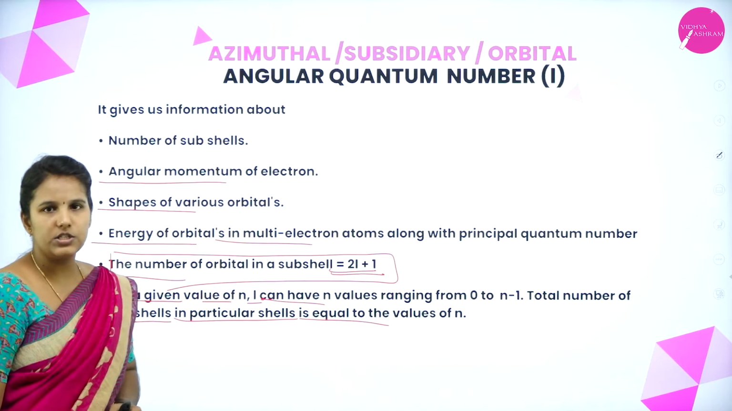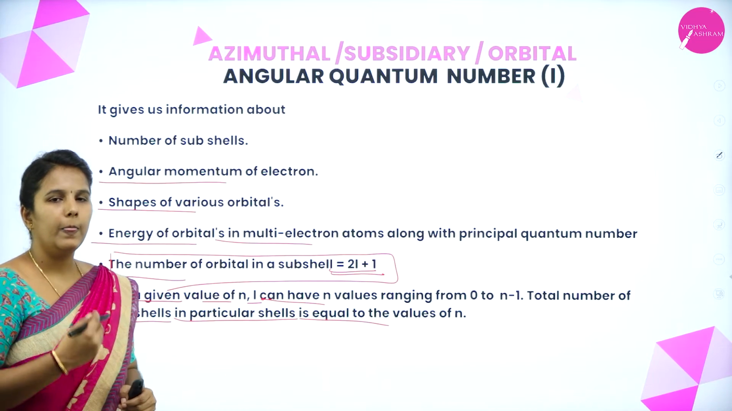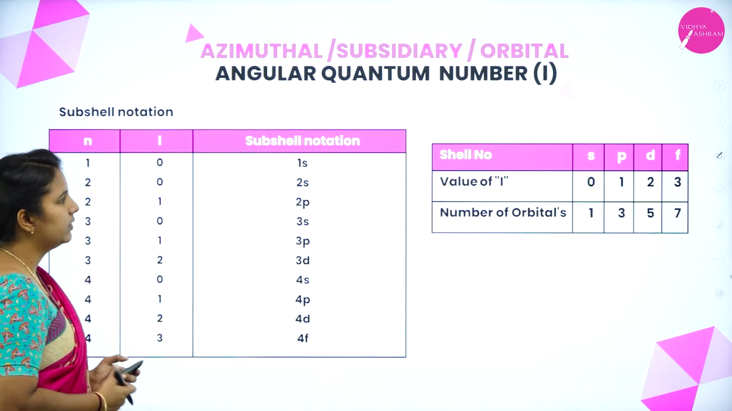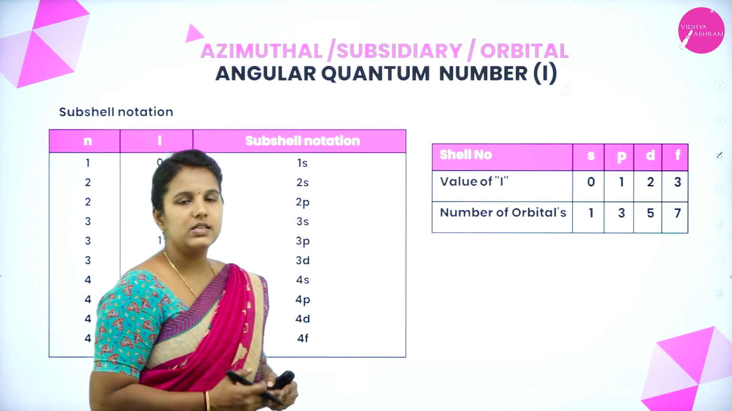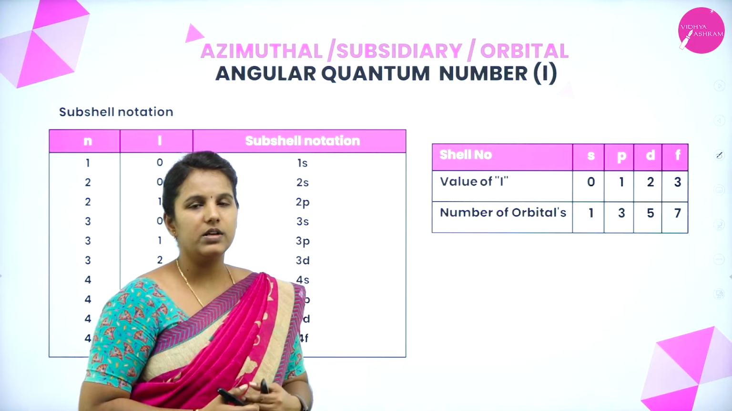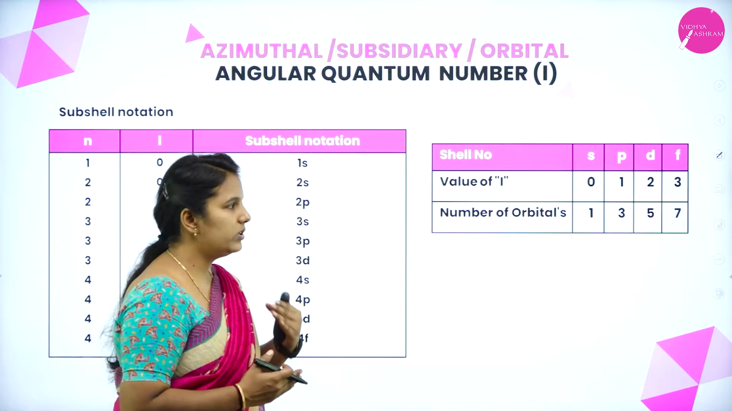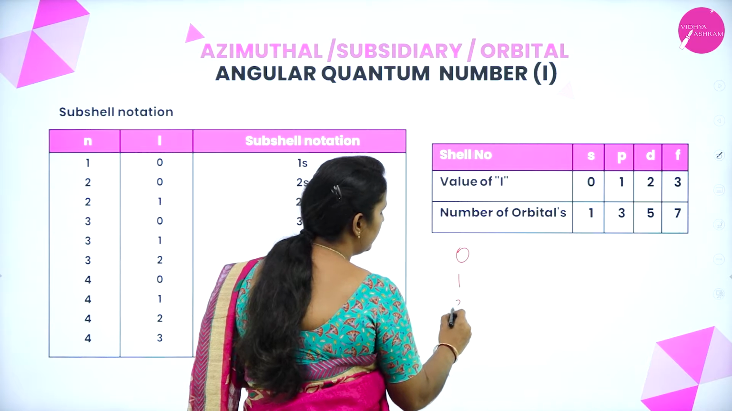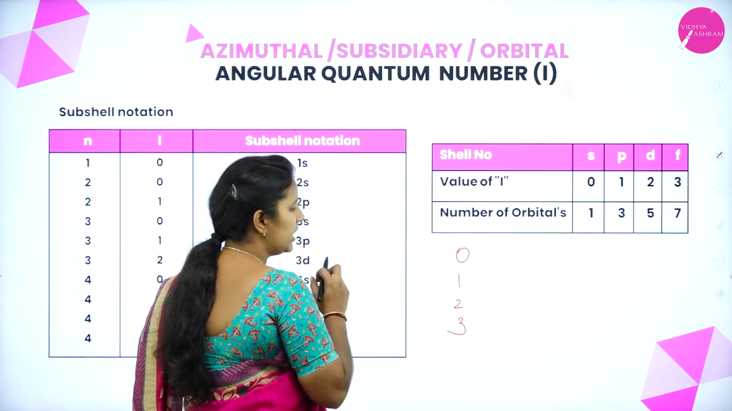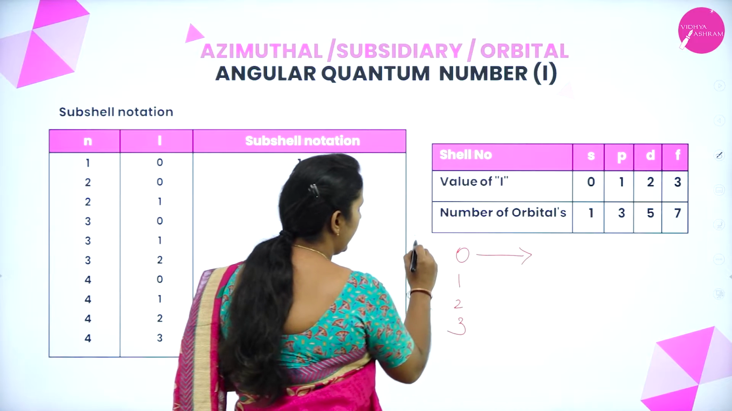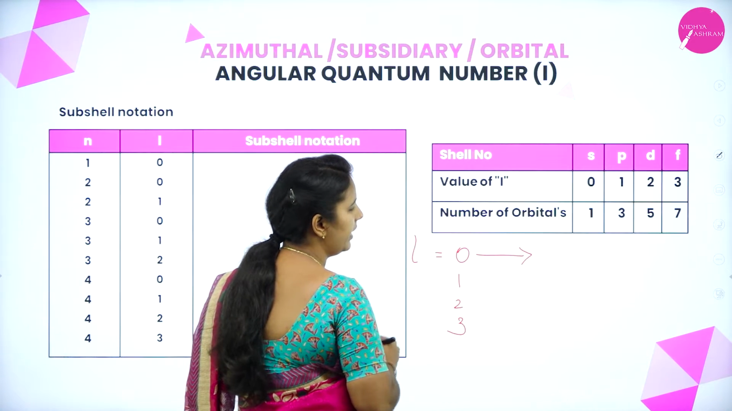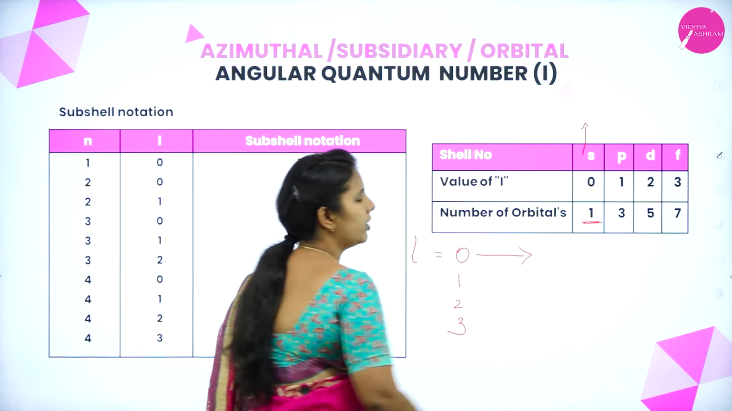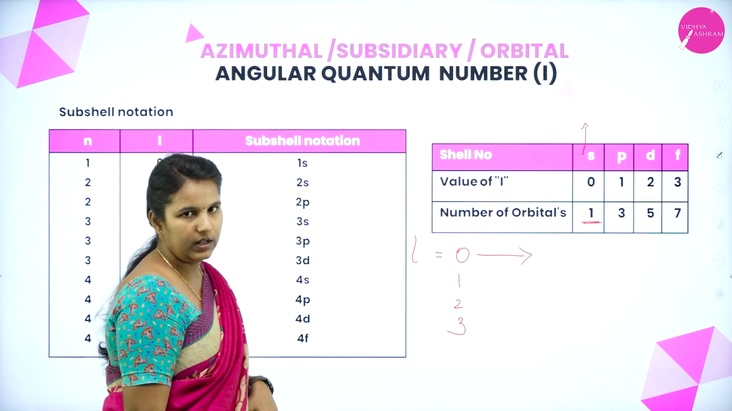By using these relationships, let us now understand how to find the values of l along with the subshells. Usually, the values of l start from 0, 1, 2 and 3. If the value of l is 0, then the number of orbitals is only 1 and it belongs to the s orbital.